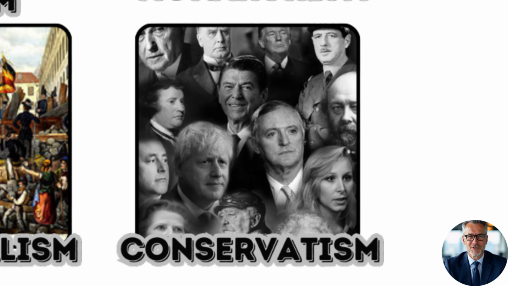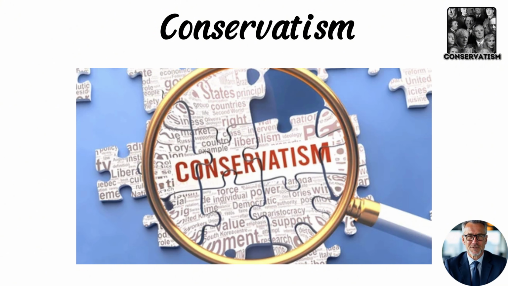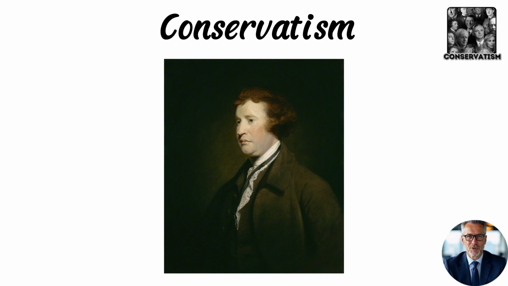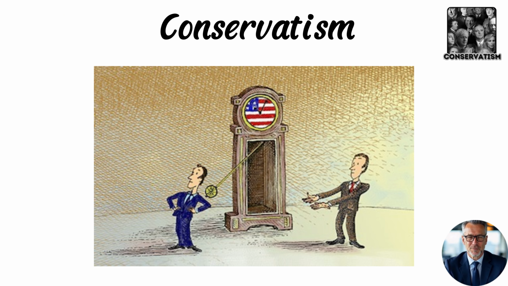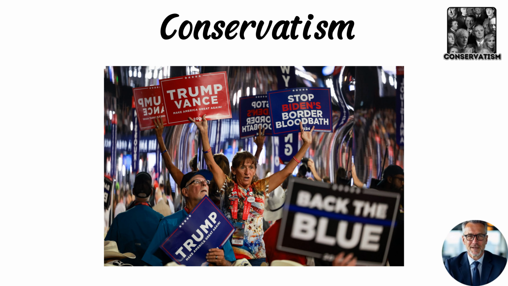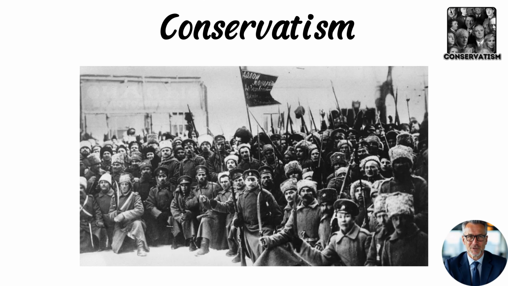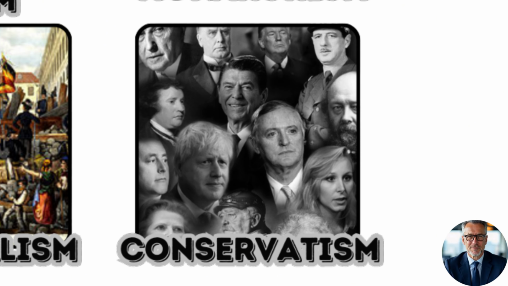Conservatism, tradition versus progress. Conservatism values stability, tradition, and gradual change. Thinkers like Edmund Burke opposed radical revolutions, advocating for slow institutional evolution. While conservatives emphasize cultural continuity, critics argue they resist necessary social progress. Examples include traditionalist movements in the US Republican Party and cultural conservatism in Russia.